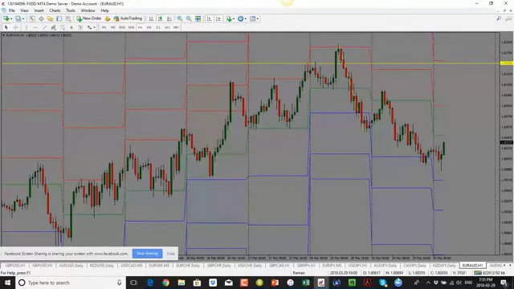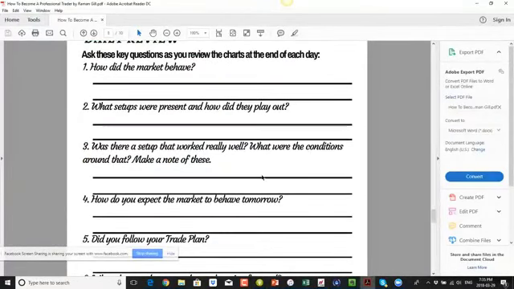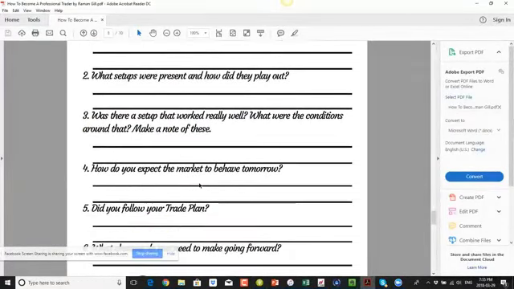All right, so on to the next question. Were there trade setups that have worked really well? We had a look at that. How do I expect the market to behave tomorrow? Right now we are into the holiday, so I do expect low liquidity conditions.